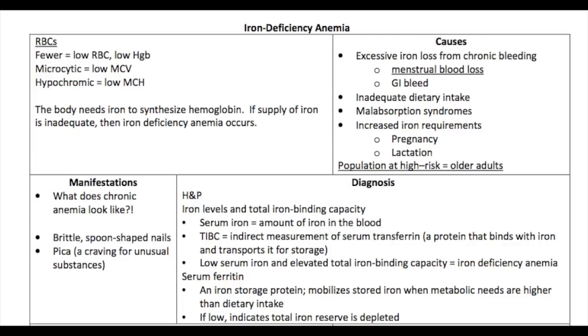So as far as assessments, we are going to be looking for those signs and symptoms of chronic anemia. So your pallor, weakness, fatigue, that low hemoglobin and hematocrit level, and then red blood cells that are microcytic and hypochromic. Manifestations also are going to include brittle, spoon-shaped nails, and then pica, so a craving for unusual substances. And a lot of the time, whenever someone has pica, they are craving ice.